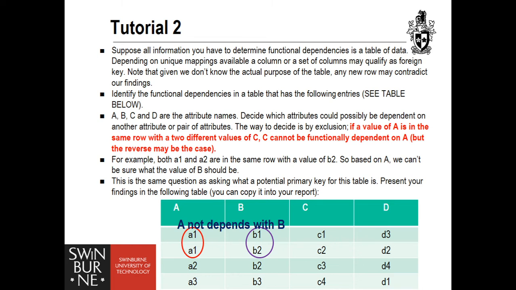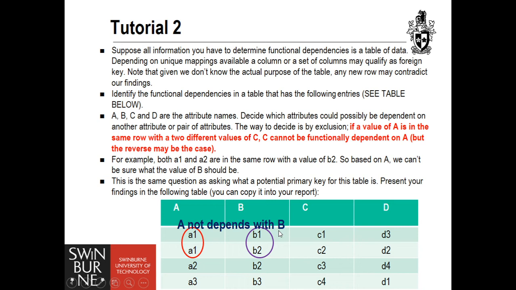Okay. So given this kind of rule, we can see if a value of A is in the same row with two different values of C, C cannot be functionally dependent on A. So that means if the value A1 is the same value, right? Same value, and same row with two different values of C. In this case B, different value. So that means A does not depend on B. If we see this kind of situation, that means A does not depend on B.